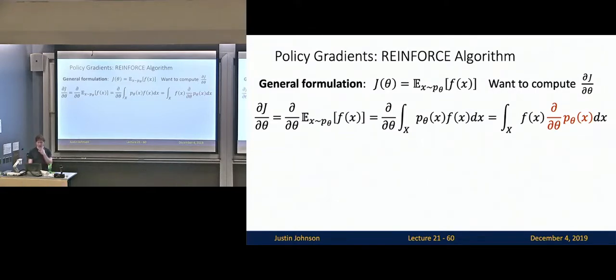By the way, that's because p theta involves the environment, and this integral also involves integrating over all possible trajectories, so we can't actually do it in practice. So we'd like to massage this equation into something that we can actually work with.